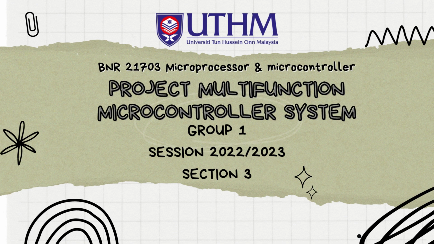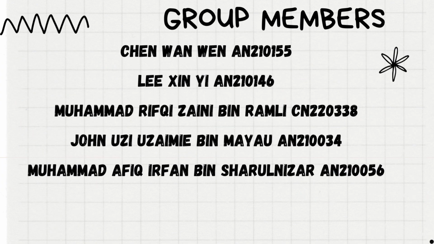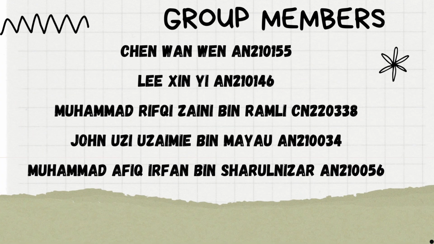Our project title is Project Multifunction Microcontroller System, and we are from Group 1. There are 5 members in our group. The first one is me, Chen Wanwen. Second, Lee Xin Yi, Muhammad Rifki Zaini bin Ramli, John Uzi Uzaimi bin Mayau, and Muhammad Afiq Irfan bin Sharuniza.